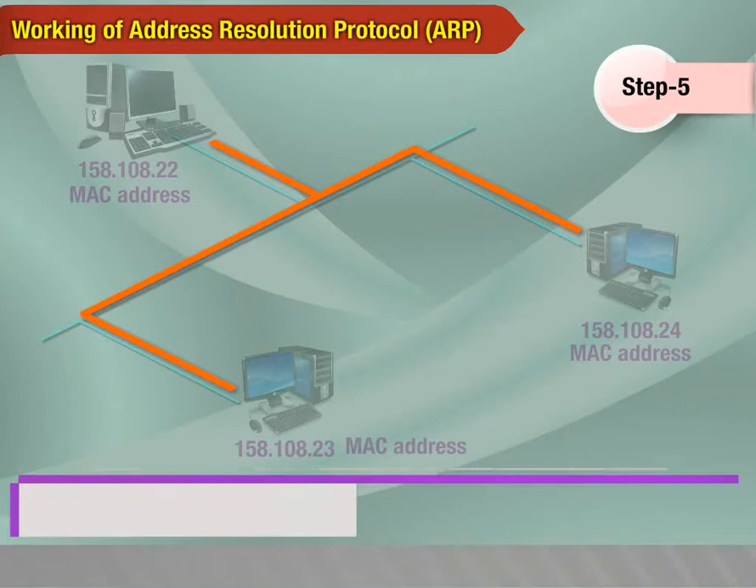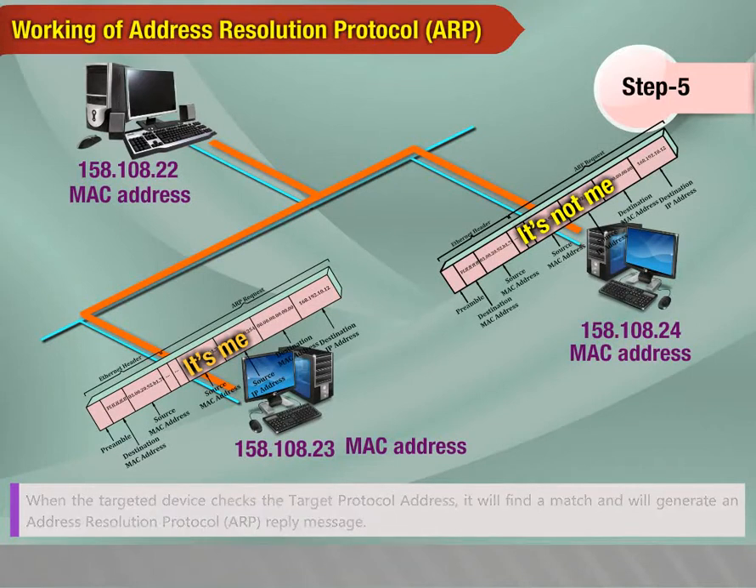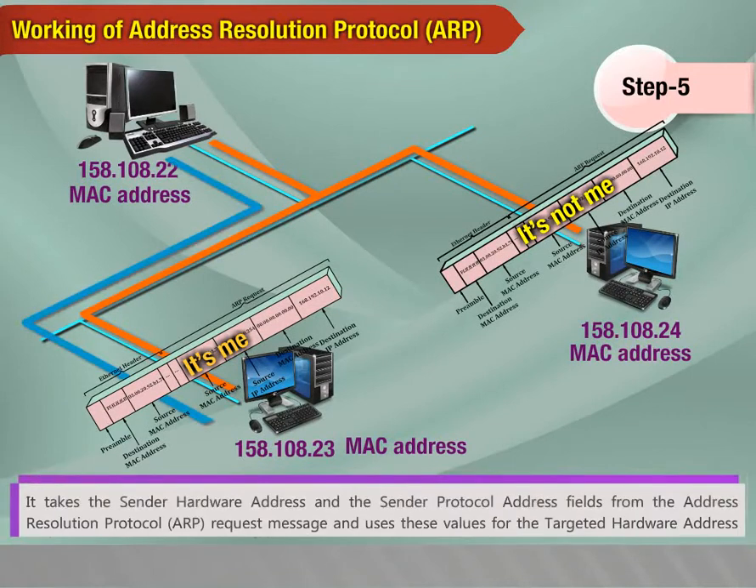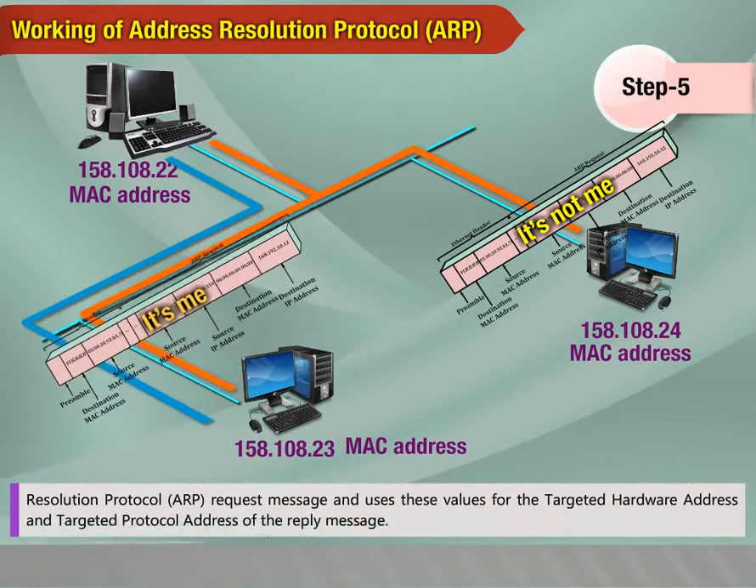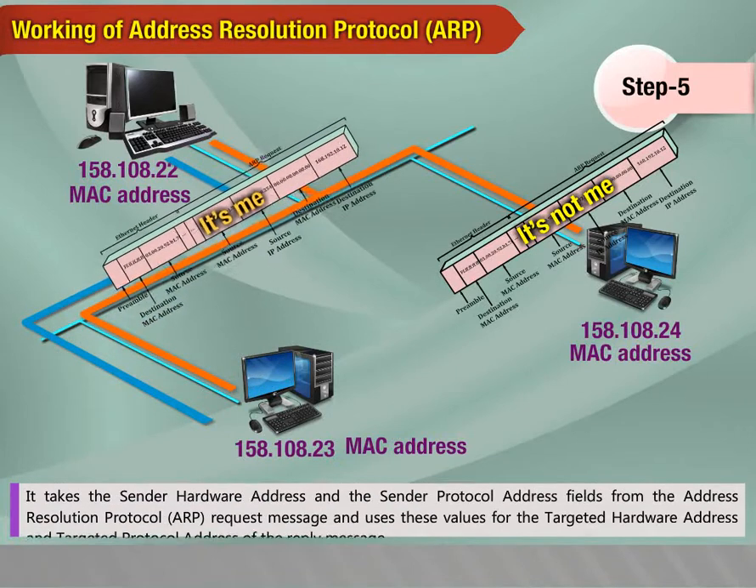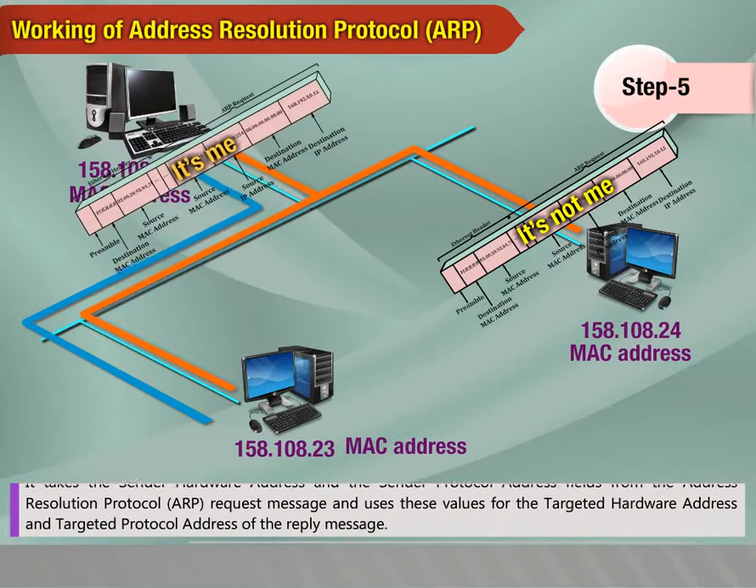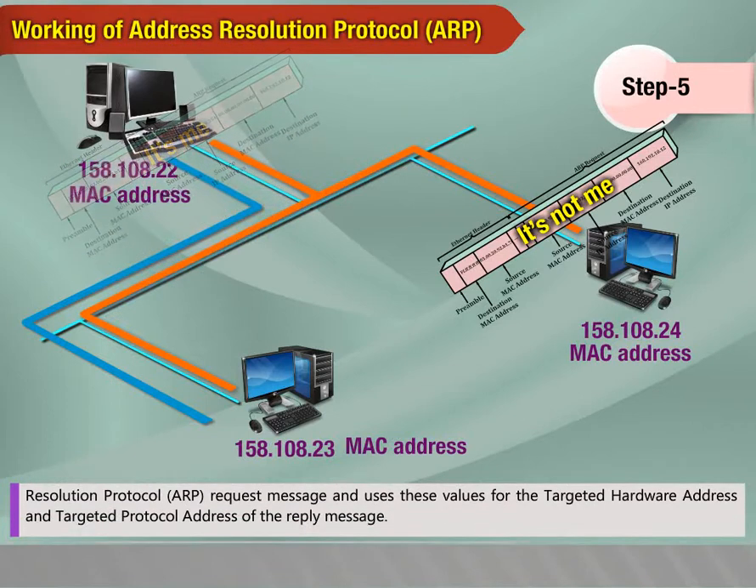Step 5. When the targeted device checks the target protocol address, it will find a match and will generate an ARP reply message. It takes the sender hardware address and the sender protocol address fields from the ARP request message and uses these values for the target hardware address and target protocol address of the reply message.